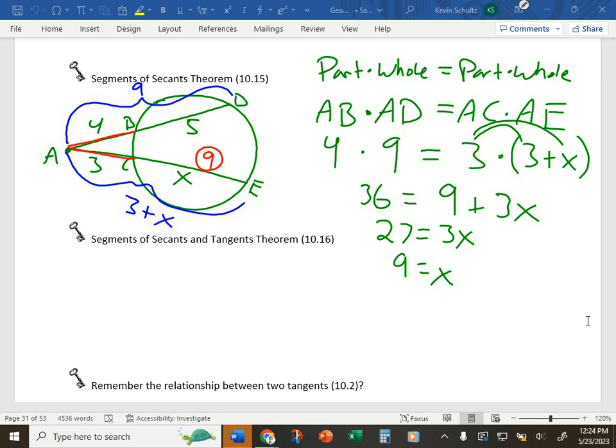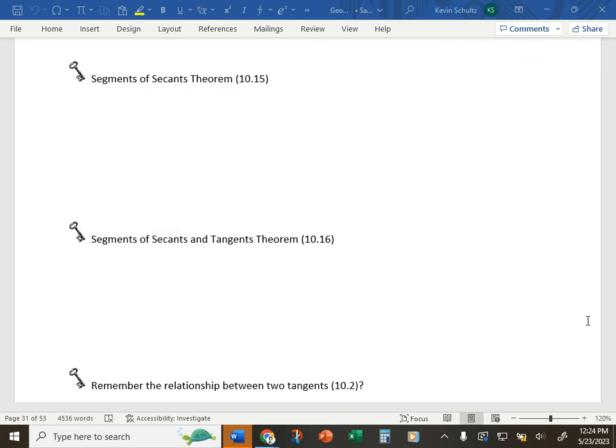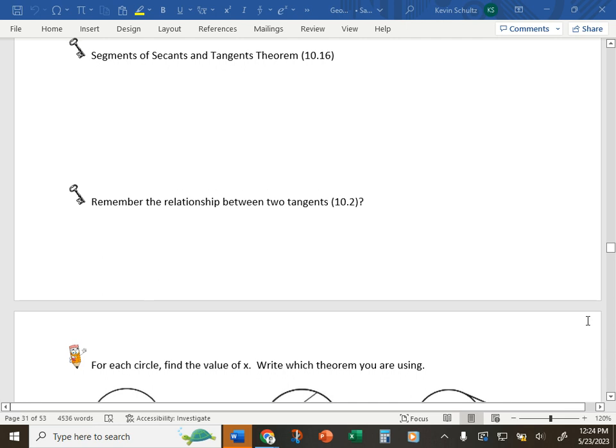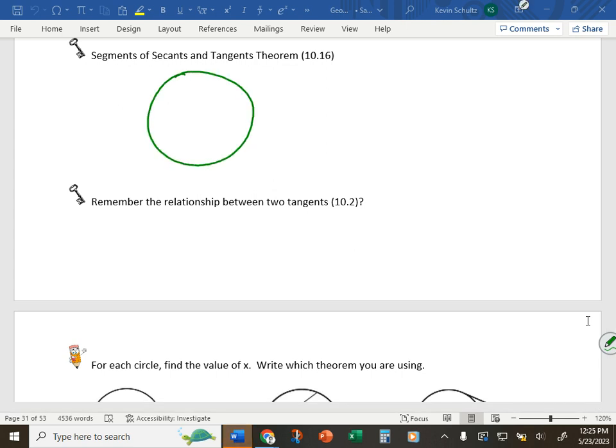All right. Next ones. The secants and tangents. So in this case, we've got one secant starting on the outside of the circle and going through it, and that is intersecting with a tangent, which starts outside the circle and stops on the circle. So we have a secant starting on the outside, passing through, and we have a tangent that's going to stop on the circle. Again, we'll label A, B, C. We'll call this point D.